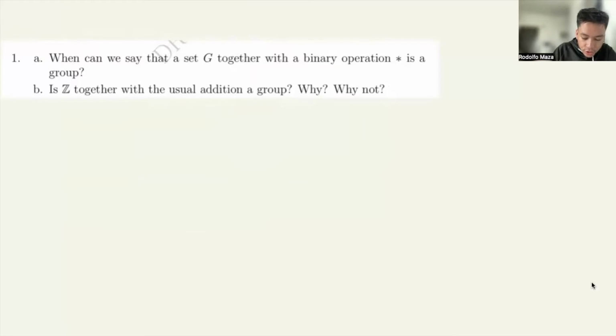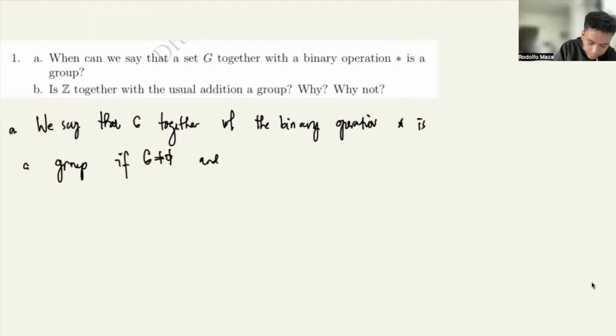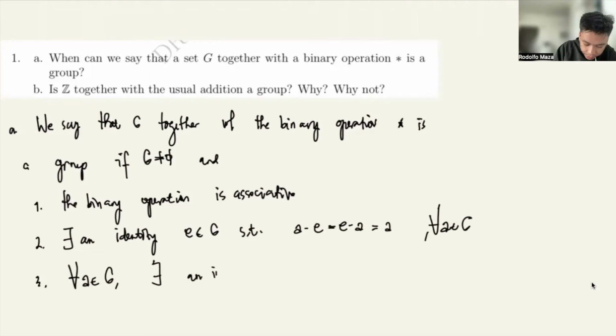So, when can we say that a set G together with a binary operation is a group? We say that G together with the binary operation asterisk is a group if, of course, G is not empty and number 1, the binary operation is associative. So yung asterisk mo is associative yan. Number 2, there exists an identity E in G such that E * A is equal to A * E, which is equal to A. This holds for all elements in G. And number 3, for every element A in G, there always exists an inverse A inverse in G such that yung binary operation nila together will result to identity.